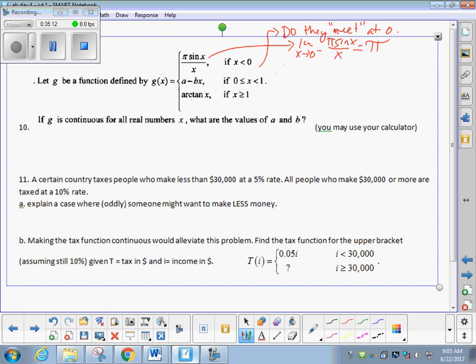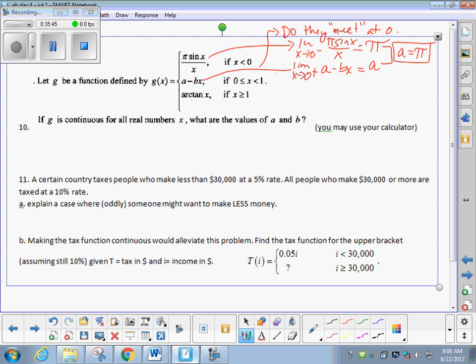Now that must mean that this branch here, as you approach 0 from above, you're on a minus bx. As x goes to 0 there, what does the whole thing approach? A minus bx with an x of 0 in it gives you a. Now if this is continuous, these need to meet. That implies that a must be pi. There's your first answer.